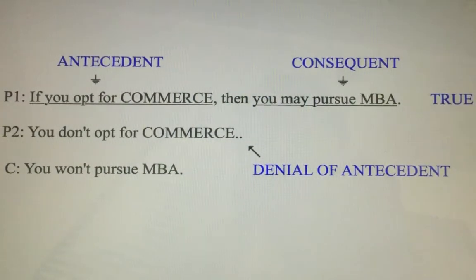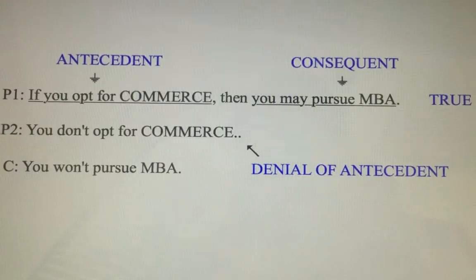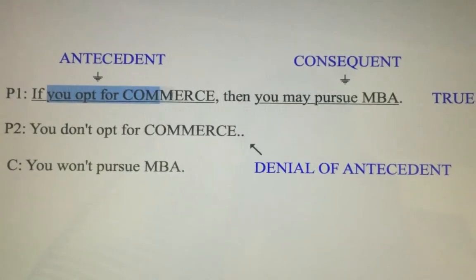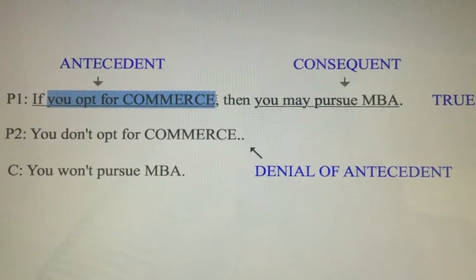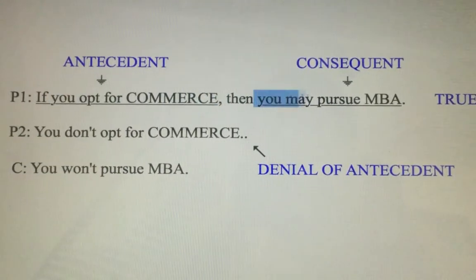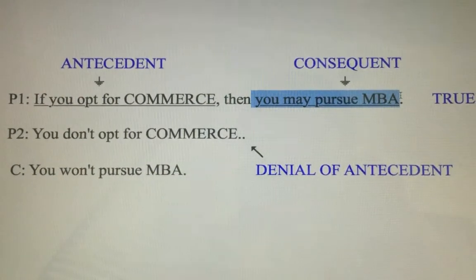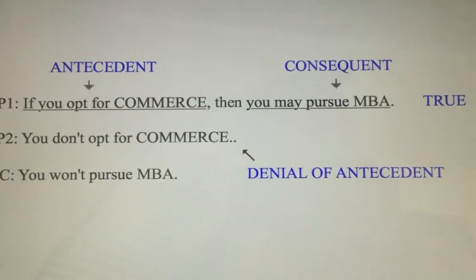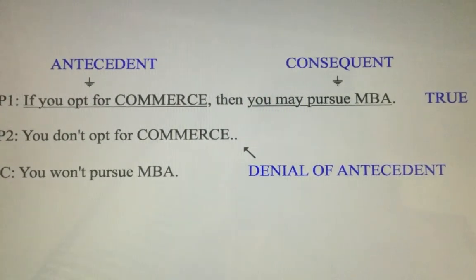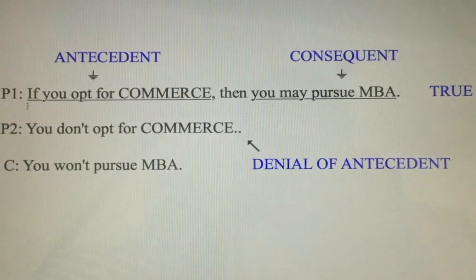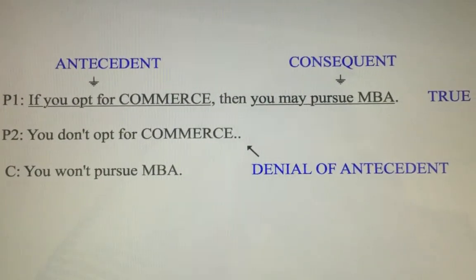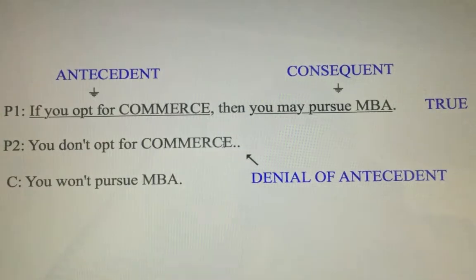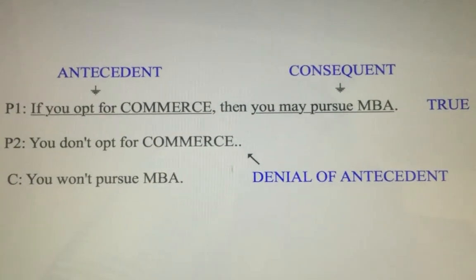If you opt for commerce, then you may pursue MBA. The antecedent statement of this conditional is you opt for commerce, and the consequent of this conditional is you may pursue MBA. But suppose someone made an argument with this conditional as its first premise. So let us see. Premise 1: If you opt for commerce, then you may pursue MBA. Premise 2: You don't opt for commerce. Conclusion: You won't pursue MBA.